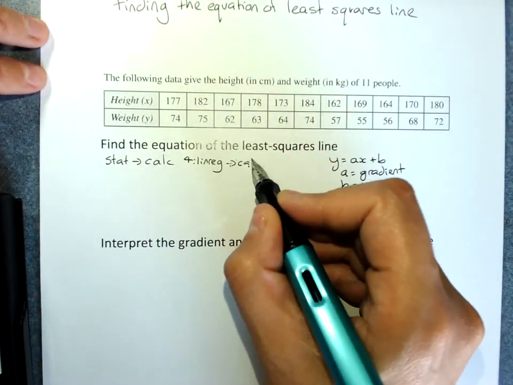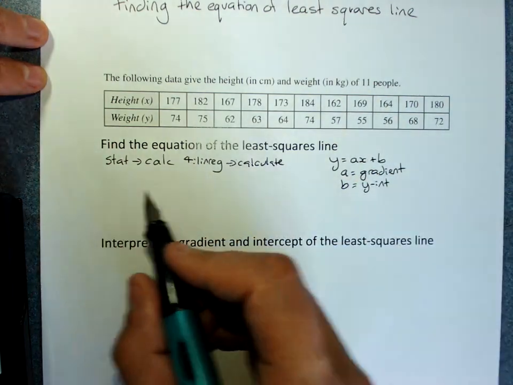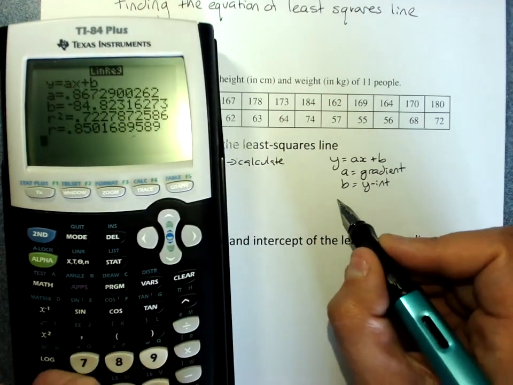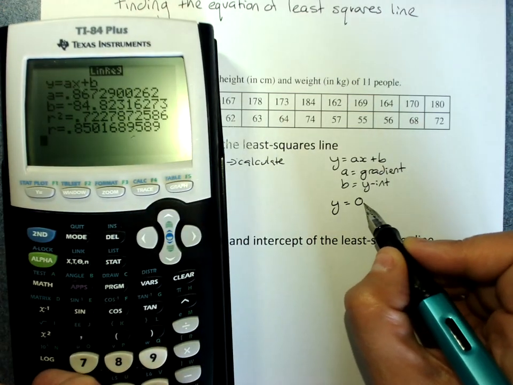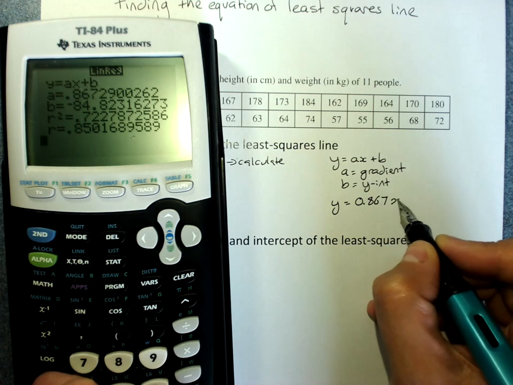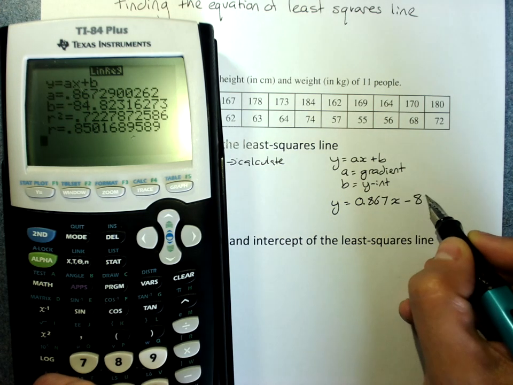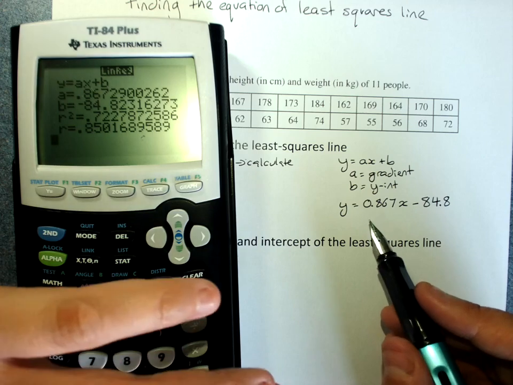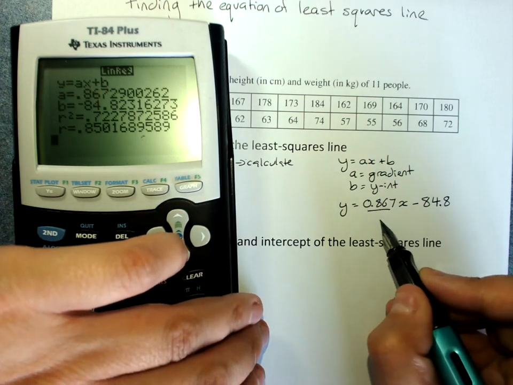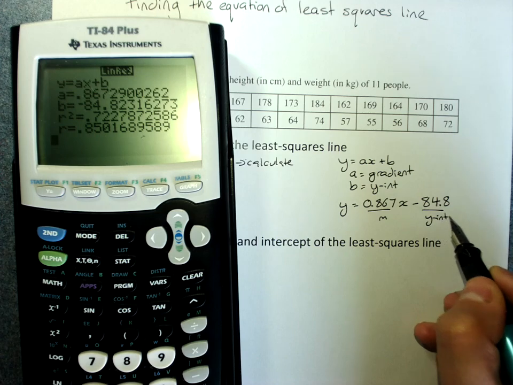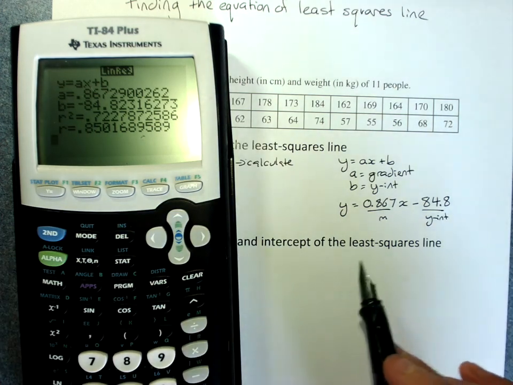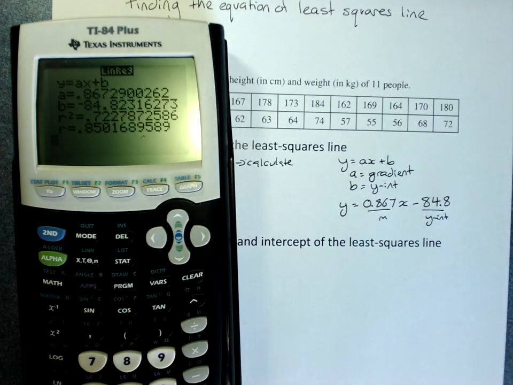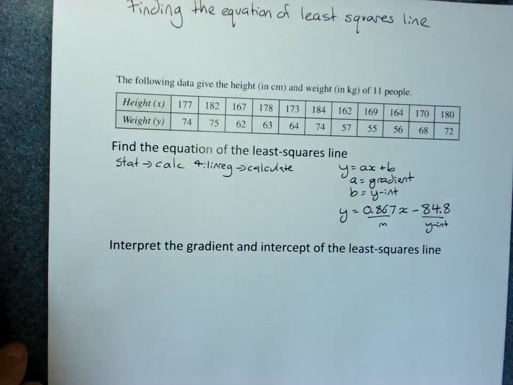And of course we go to calculate there. So the equation of my line, going from the graphics calculator, is y equals 0.867x minus 84.8, and it would depend how many decimal places we were asked for. So that's our gradient, that's our y-intercept. Now that is enough just to get you the equation of the line. You can also plot the line on your graphics calculator, but to do that you do need another couple of steps.